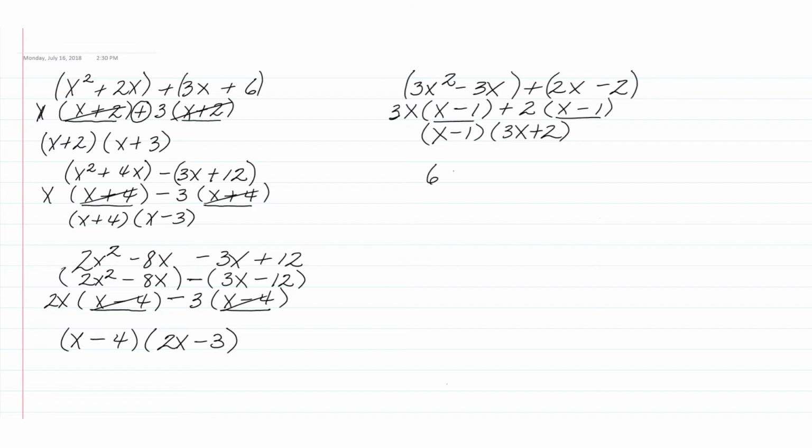So let's say that we had 6x squared plus 6x plus 3x plus 3. Let's see if we can factor that. So let's go ahead and group it. So out of our first parentheses, we can pull out a 6x, and that's going to leave us x plus 1. And out of our second parentheses, we can pull out a 3, and that's going to leave us x plus 1. So our greatest common factor here would be x plus 1.